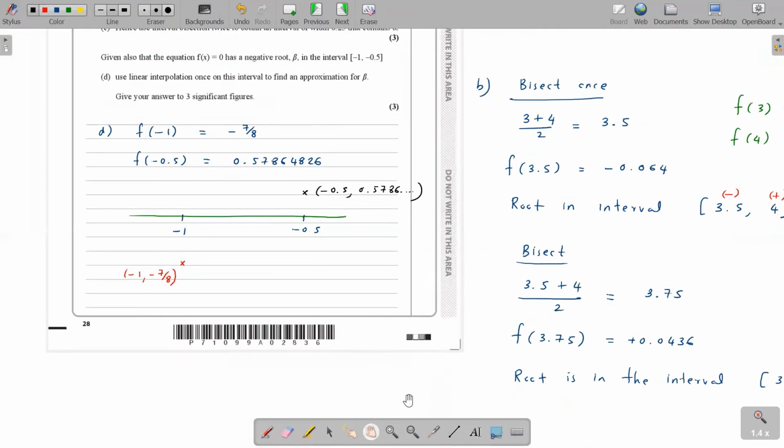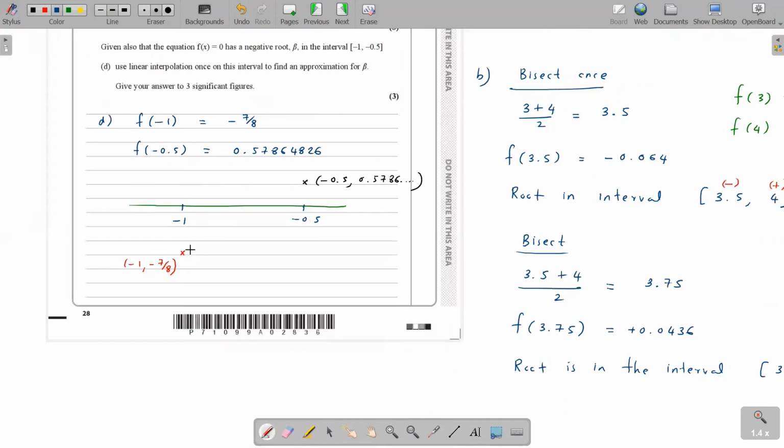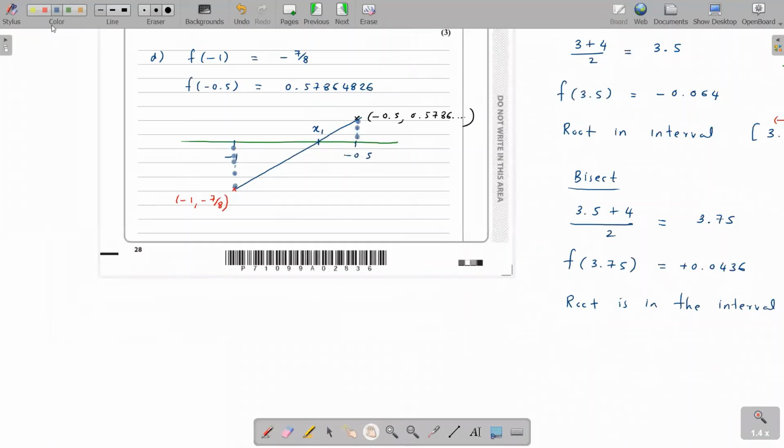Okay, so what do we do now? We connect these 2 points and we make our triangle. The place where it cuts the x-axis, this is the x1. This is what we consider as the root. Are you with me? We are going to use similar triangles here. So how does similar triangle work here?